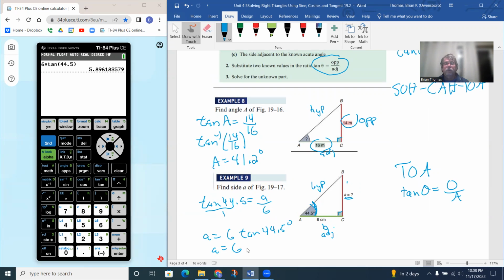So that's going to be about 6 centimeters. And that's pretty accurate because 44.5 degrees is like a 45-degree angle. And remember, in a 45-degree angle, the legs would be the same length. So if we have a 6 over there, that would be a 6 as well.